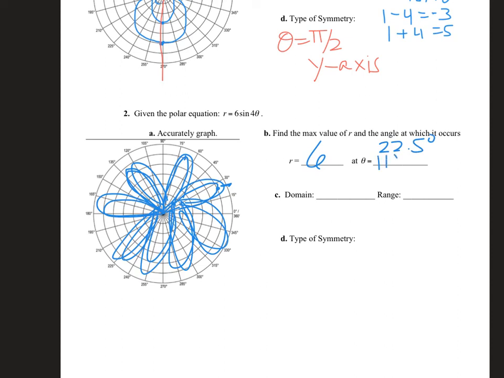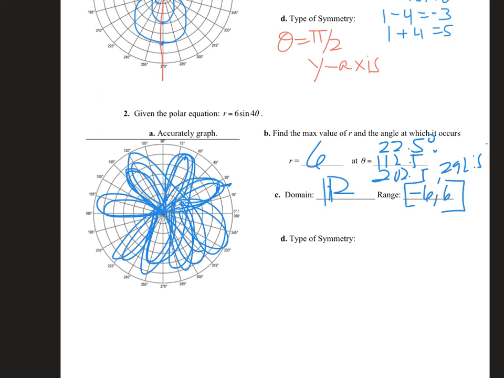22.5, 112.5, 202.5, and 292.5. Your calculator gives those to you when you hit trace and go around this whole thing like this. The domain is all real numbers. The range goes from negative 6 to positive 6, and for symmetry, all of them. There's symmetry over the y-axis, the x-axis, and of course over the pole, or you could say the origin.